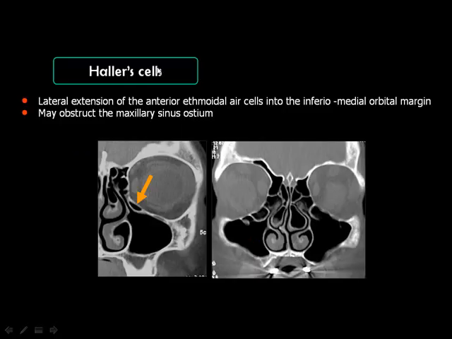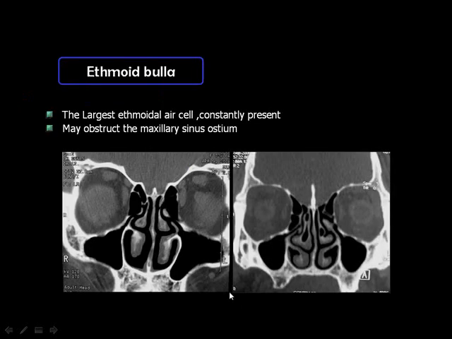Then the Haller cell is one of the normal variants that is located in the inferior orbital margin or the inferior medial aspect of the orbit, and it has an intimate relation to the ethmoid infundibulum, and it can compromise the osteomeatal complex. This is an example of a Haller cell, and this is another example of a Haller cell that are larger and encroach significantly on the osteomeatal unit.